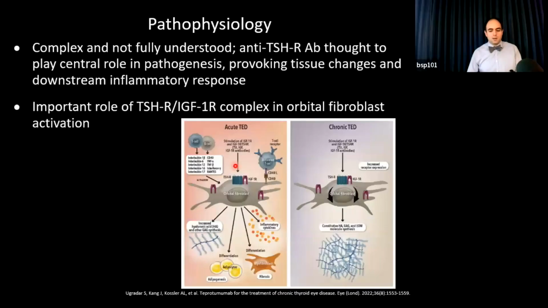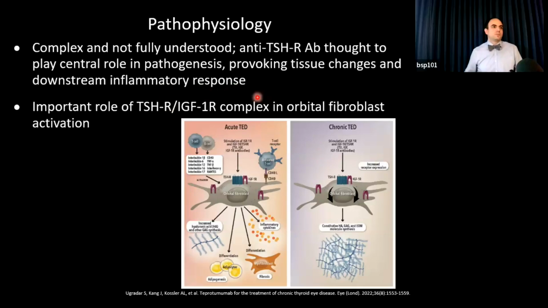So pathophysiology is complex, and it's not really fully understood, but what's thought to be central is the stimulating anti-thyrotropin receptor antibody, which stimulates both tissue changes and downstream inflammatory changes in the orbits. And research has shown, and this is actually very closely related to one of the newest FDA-approved treatments, that there is an interaction between the thyrotropin receptor and the IGF-1 receptor: they are cross-linked and co-localized, and there's crosstalk between them.